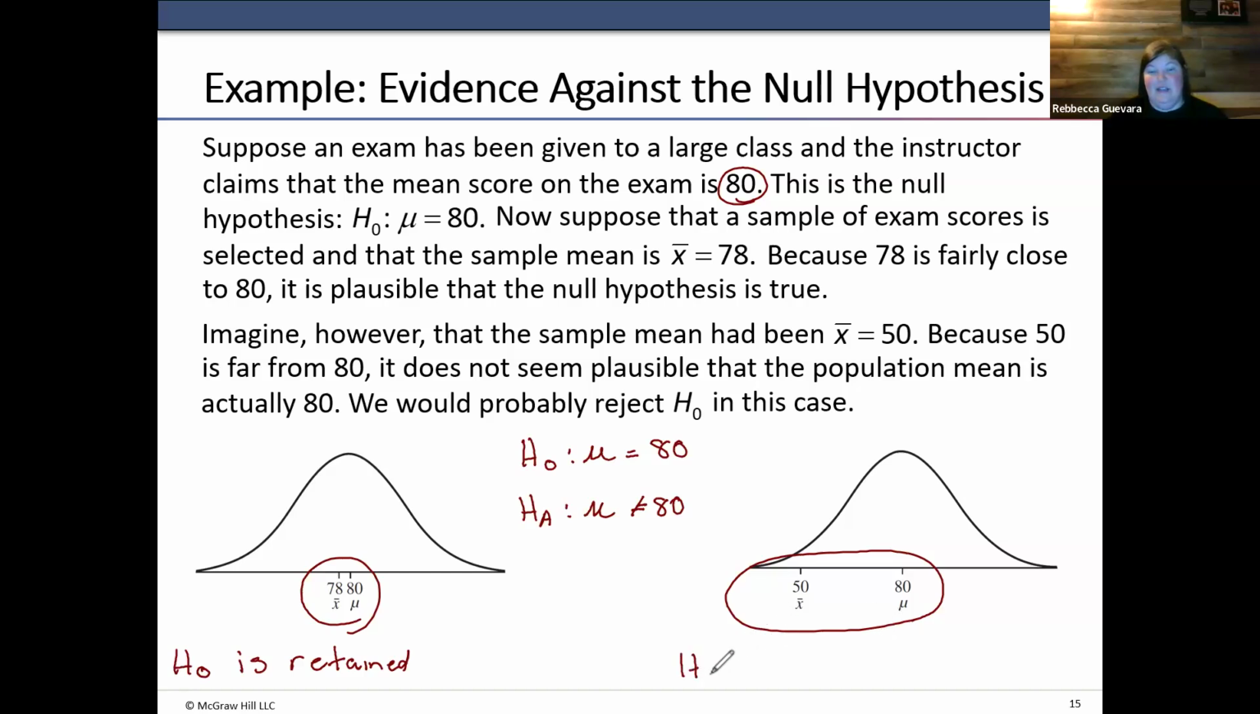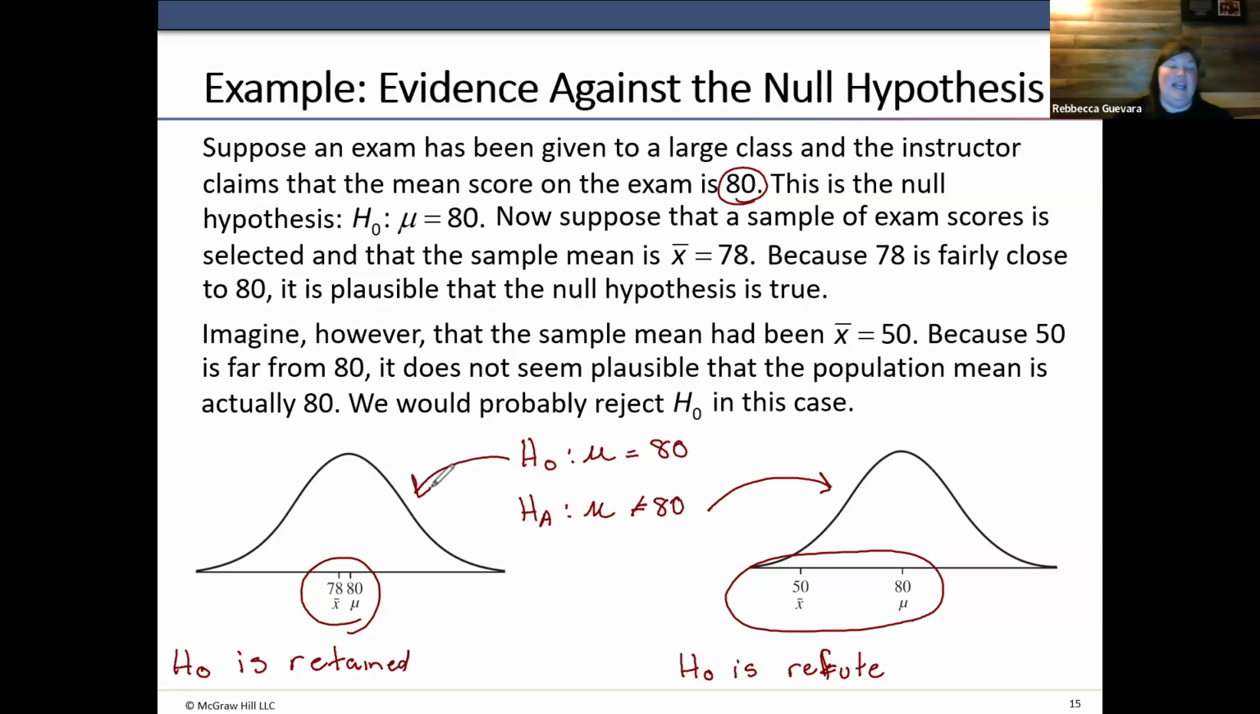In this case, we wouldn't really retain that null hypothesis. We would refute it and say, no, it's not true at all. And in that case, we'd probably go with the claim that whatever the score is, it's definitely not 80. In fact, it's probably more likely that the score is less than 80. What we're saying is that in this case, we would end up going with the alternative hypothesis: the mean score is not 80. Our instructor lied, or maybe they calculated things wrong, but essentially what they stated was false.